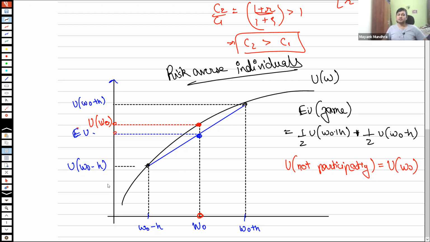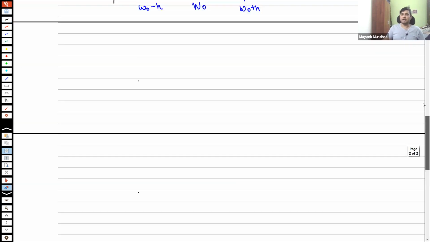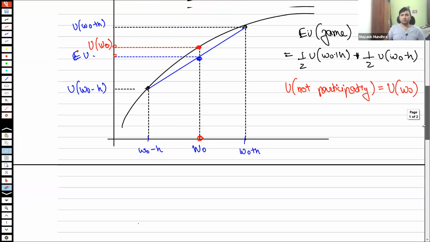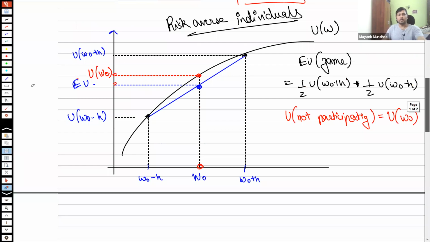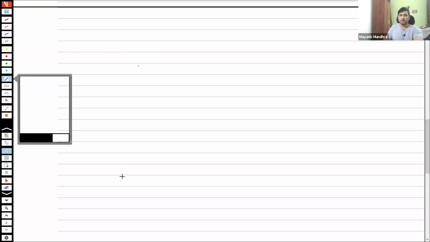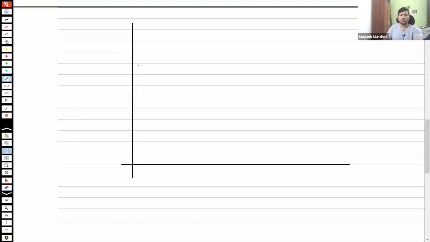So risk averse individuals mathematically just have concave preferences. On the other hand, let me draw a different graph. On a different graph, let us imagine a person who has convex preferences, a convex utility curve instead of concave. So let's say utility equals W square.